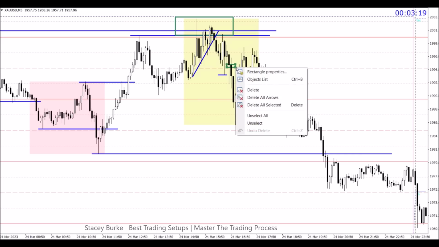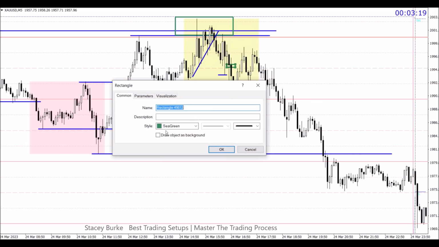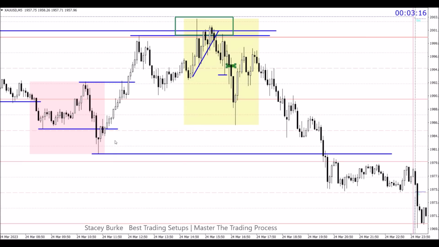a 75 pip move. I'll just darken this up. Back into the longs from the London session. So pump and dump into the high of the day, the high of the week.